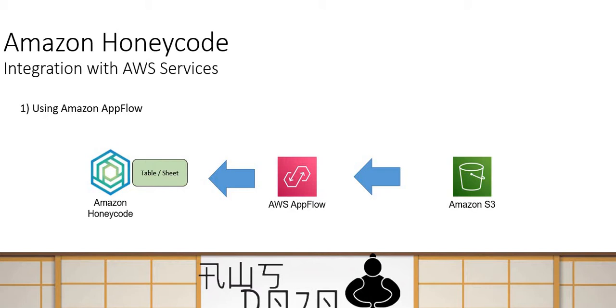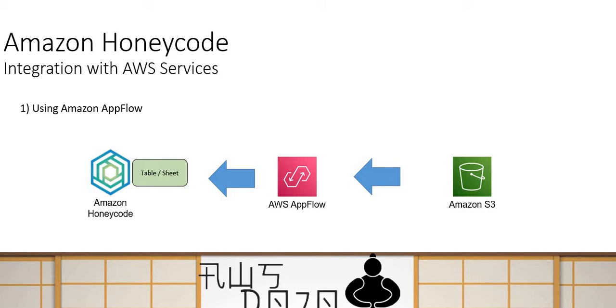That is one type of integration you can do in Honeycode, and it is sometimes very important because sometimes you say, okay, I have some of my company data which I want Honeycode to use. In that case, you can put that company data into an S3 bucket, and through AppFlow that data can be imported inside Honeycode, and then you can use Honeycode apps on top of that.